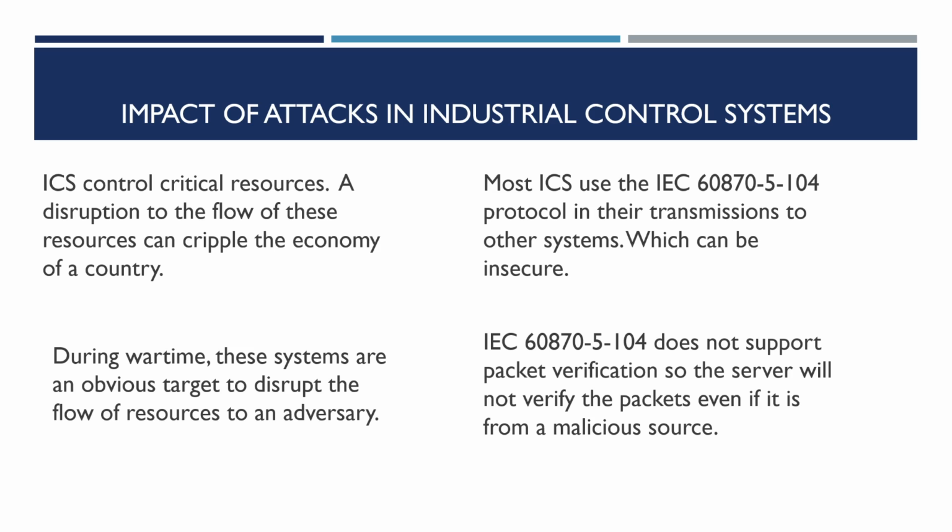So I'm going to dive a little bit into some of the targets, like industrial control systems. A reason that they're a big target, like I said before, is because they control critical resources for different countries. Disruption to the flow of these can cripple the economy in countries that use these systems. Most of these industrial control systems, especially the ones in Europe, use the protocol IEC 60870-5-104 in their transmissions, using a master-slave network topology.